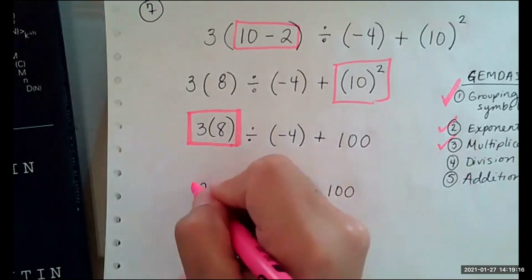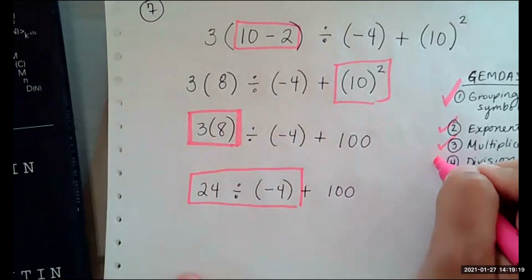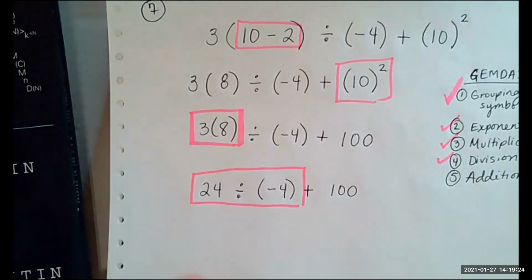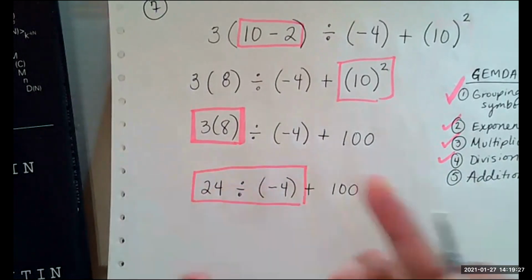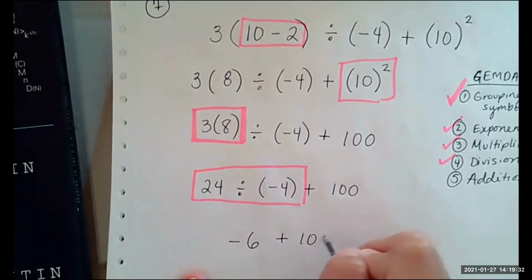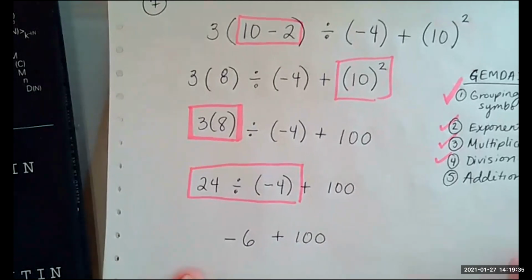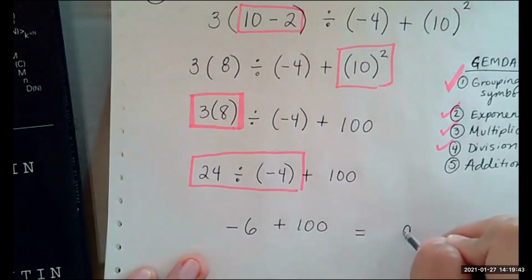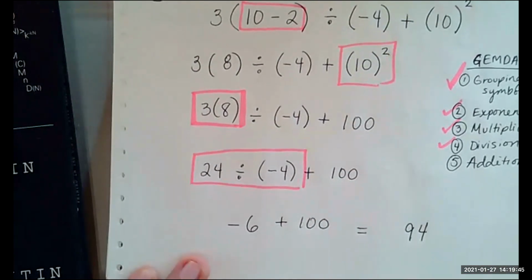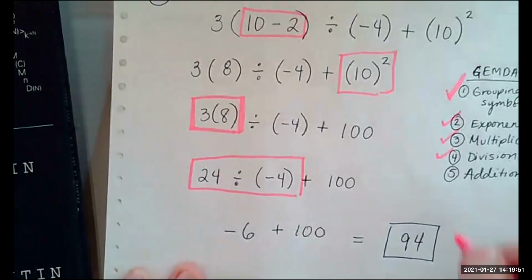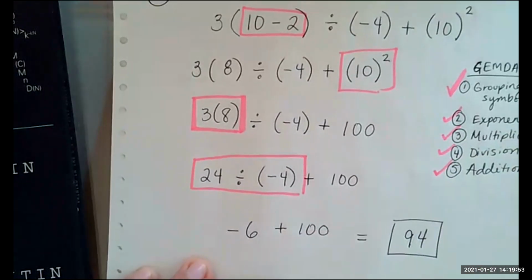So I've taken care of the multiplication. Now I can take care of the division. And 24 divided by 4, if it were a positive, would just be 6. But I have a positive divided by a negative, so this will be negative 6 plus 100. And finally, I can take care of the addition. So if I had negative $6 in my bank account and I deposited 100, I should have $94, and that should put me back into the positive. So that should be the answer, 94.